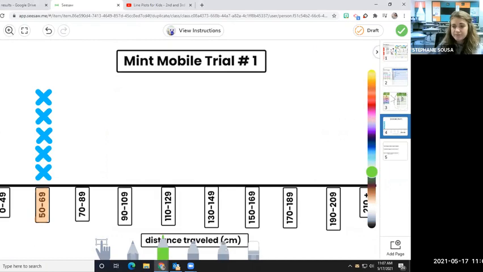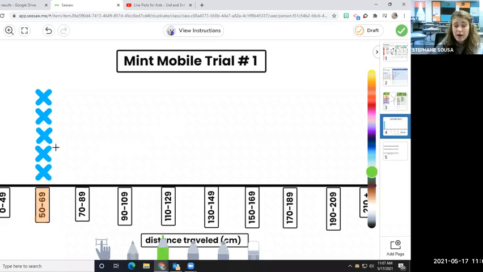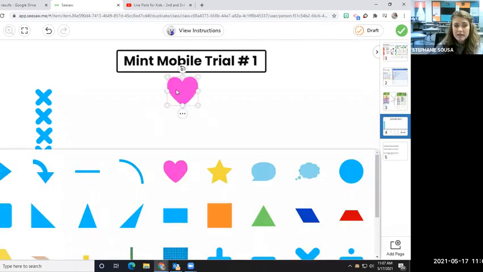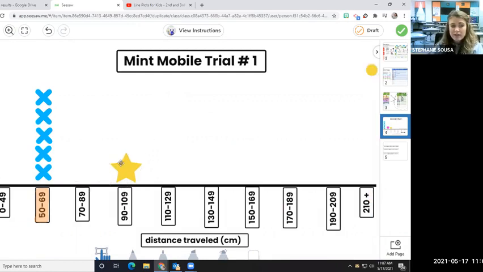Yes, Terrence. On slide 4, could we use stars? Sure, it's a line plot. You just have to have the same symbol. As long as you have a symbol, you're good. Most line plots will use X's. What I don't want to see is some of them have X's and some of them have stars and some of them have clouds. That's not a line plot, okay? You need to have a consistent symbol. So if you want to use all stars, that's fine. If you want to use all hearts, that's fine. But you have to have the same symbol, okay? Good question. Other questions?